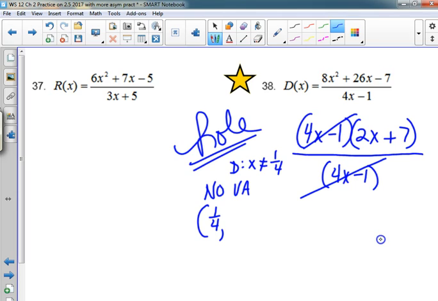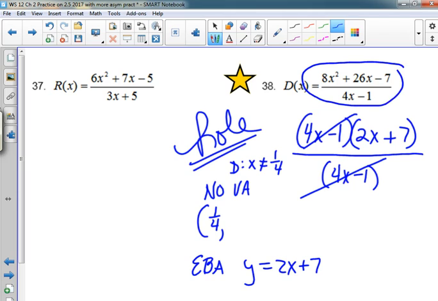Does anyone see any miraculous thing that just happened? It's just a line. Guess what the end behavior is? Y equals 2x plus 7. Do you want to have to go back and divide this? I promise that's what you'll get, okay? Now, we still got to finish the hole. Oh my goodness, we didn't get to, we're having so much fun. Okay.